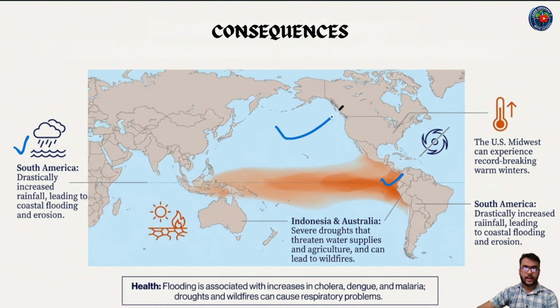This is the effect of El Nino. The US Midwest can experience record-breaking warm winters. On health, flooding is associated with increases in cholera, dengue, and malaria. Droughts and wildfires can cause respiratory problems. So these are all consequences of El Nino.